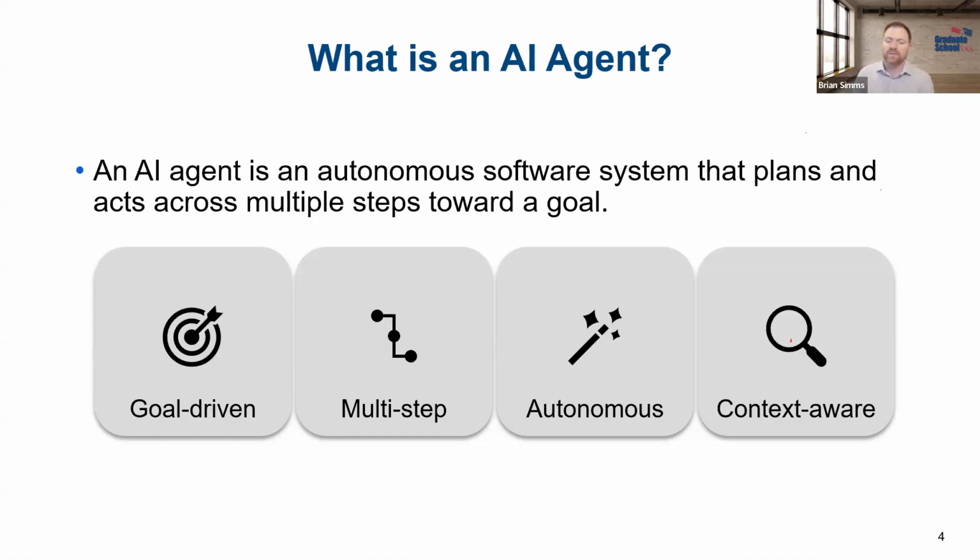And again, we'll talk more about this later. So these four characteristics, being goal-driven, multi-step, autonomous, and context-aware, are what differentiate an AI agent from just some other AI or some particularly smart software program. And that's what makes them so powerful. And it's why governance matters so much. And so, again, we'll be talking about all of this in more depth. But at a really high level, this is what an agent is.